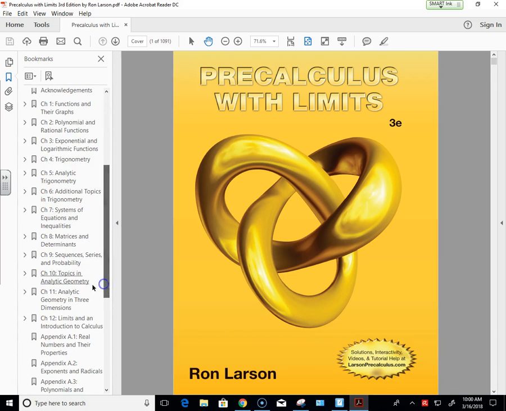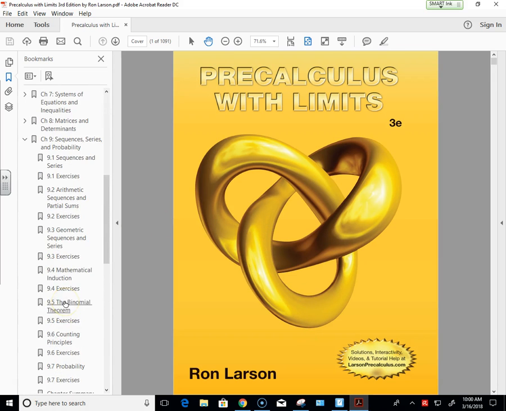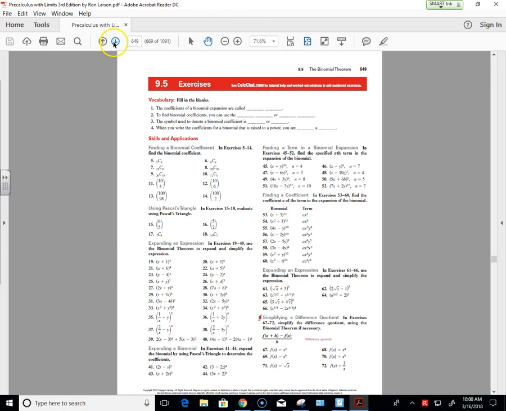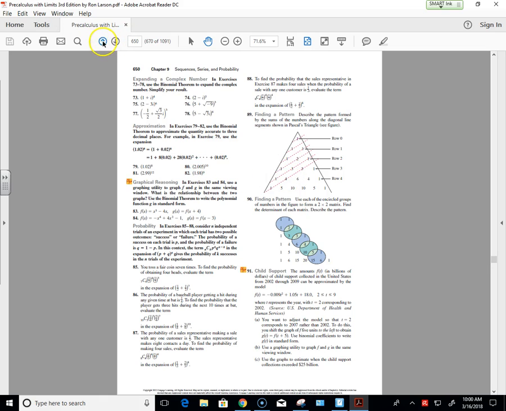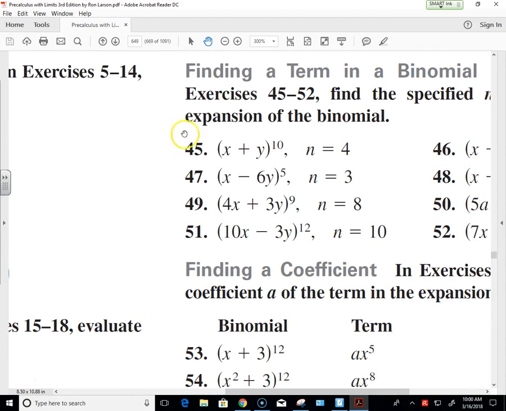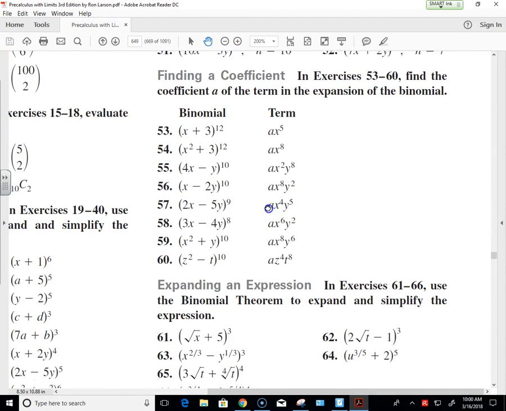Oh, I'm sorry. I thought I had it opened already. Section 9.5, right, guys? Okay. Number 59. That's a little extreme. There we go.